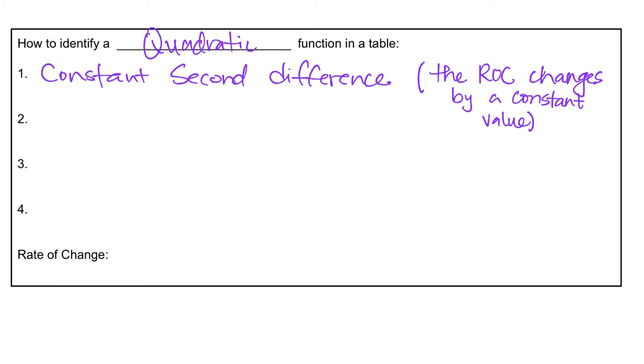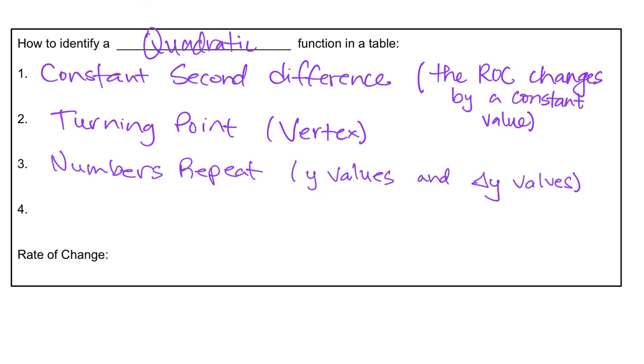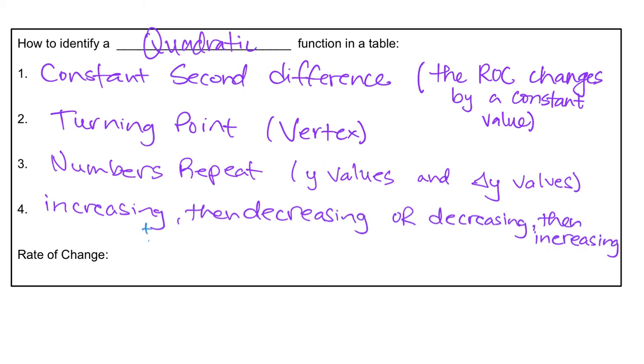We know in a table that we are going to see a turning point. And remember that a turning point is called a vertex. And you also are going to see some numbers repeat with the y values. Also, your y values are going to be increasing, then decreasing, or decreasing and then increasing. In a table, that's going to look like positive values and then negative values. On a graph, it's going to look more like this, a U-shaped curve upside down.